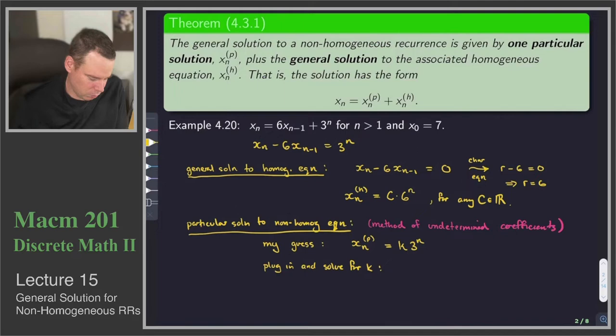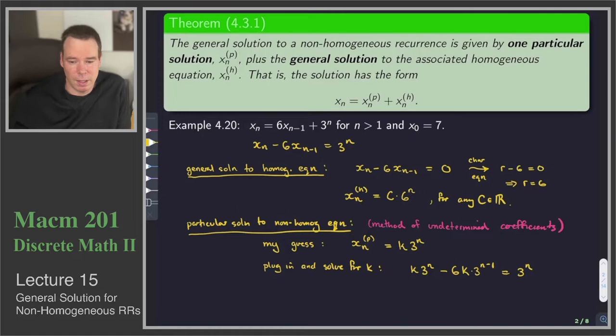So I'm plugging k, 3 to the power of n in. Again, let's focus on this: this is the non-homogeneous equation I'm plugging things into. So I've got it in there for x sub n. Now I'm plugging it in for x sub n minus 1. So there it is. And then the right-hand side is 3 to the n. So there, I've plugged it into the equation.